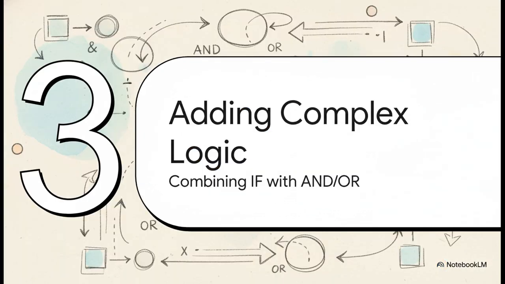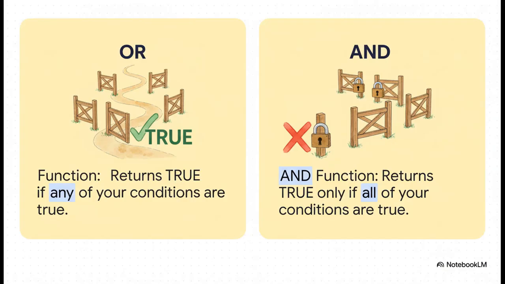Okay, a simple yes or no question is great, but let's be real. Life is rarely that simple. What if you need to check a bunch of different conditions at the same time? Well, now we're going to level up by adding the AND and OR functions into the mix. Now, this is a really key difference. Think of it this way. The OR function is the easygoing one. If you give it 5 different tests, it'll come back true as long as just one of them is true. But the AND function, that one's the strict one. It needs every single one of your tests to be true before it'll give you the thumbs up.